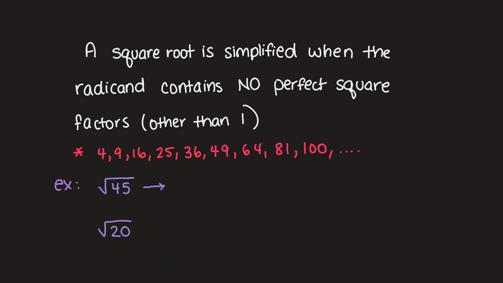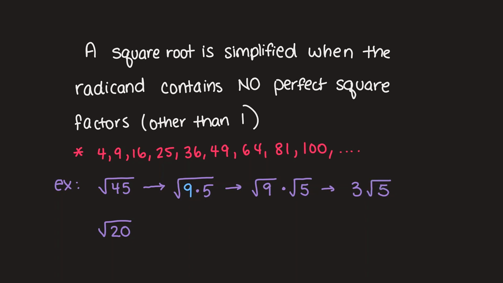So to simplify the square root of 45, we factor the radicand so that one of its factors is a perfect square, so 9 times 5. And then using the product rule for square roots, we can write it as the square root of 9 times the square root of 5. And we simplify square root of 9 as 3. And for the square root of 5, since the radicand has no perfect square factors other than 1, this radical is already simplified. Therefore, square root of 45 simplifies to 3 times square root of 5, or simply 3 square root of 5.